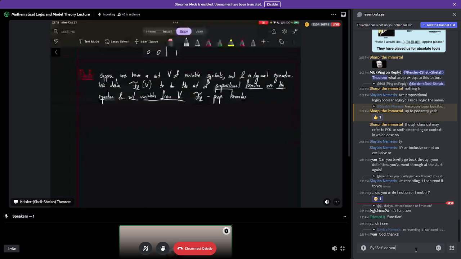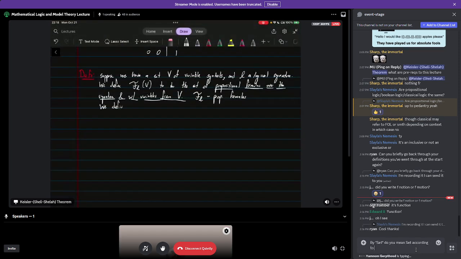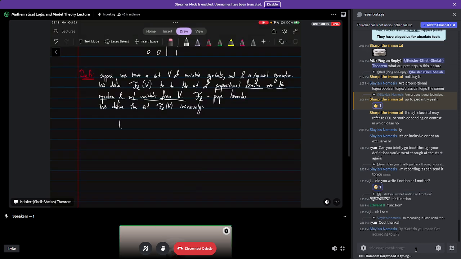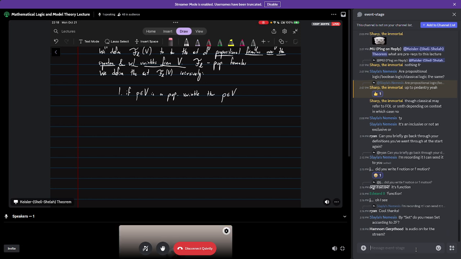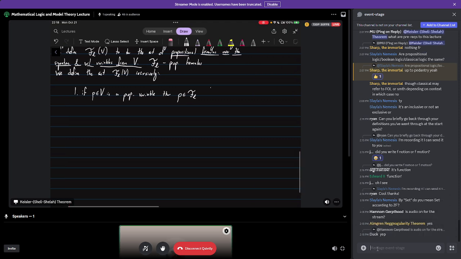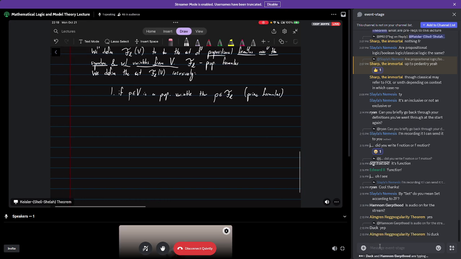So we're going to start by defining this. We define the set F sub L of V recursively. First, we need a base case for our recursion. If P in V is a propositional variable, then P is going to be a formula. These are called prime formulas. So we can call them propositional variables or prime formulas.